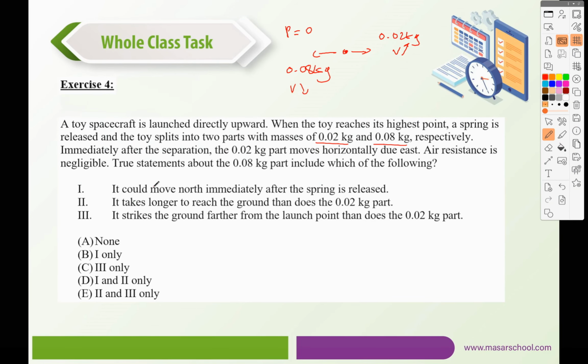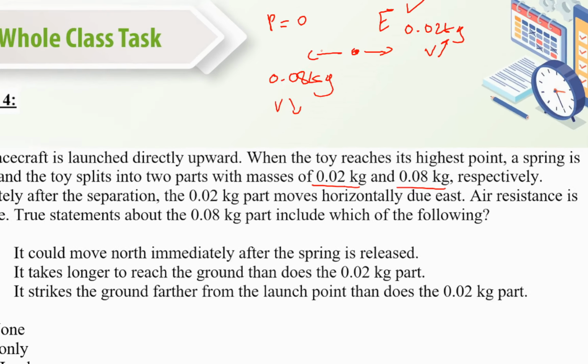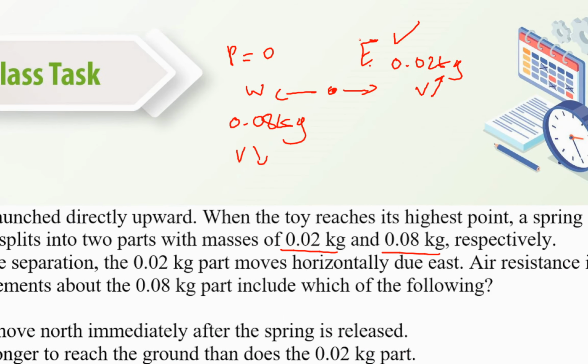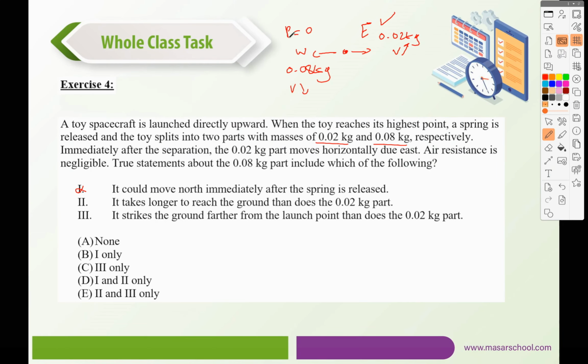Air resistance is negligible. True statements about the 0.08 kg part include which of the following? It could move north immediately after the spring is released, so we know that the 0.02 kg would move to the east. This is sure. Now I have represented this to be moving to the west, because we know that in order to have the conservation of linear momentum, they should be directly aligned to each other. Now it could move north. No, that's wrong, because we know that if one of the fragments moves east, then the other one would move west, especially taking into consideration the fact that it reaches its highest point.